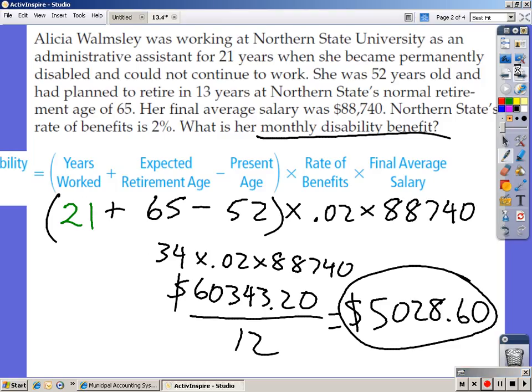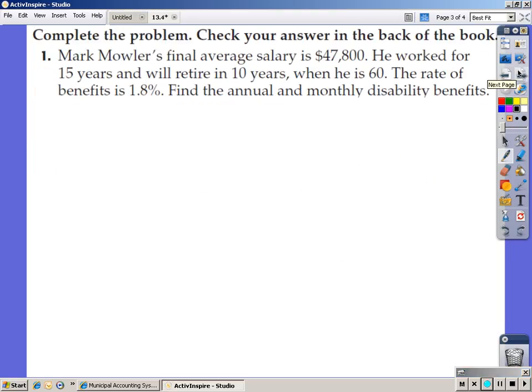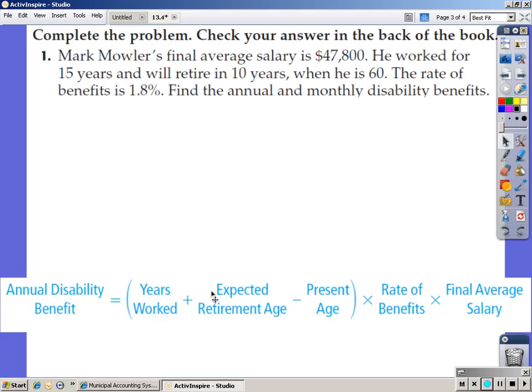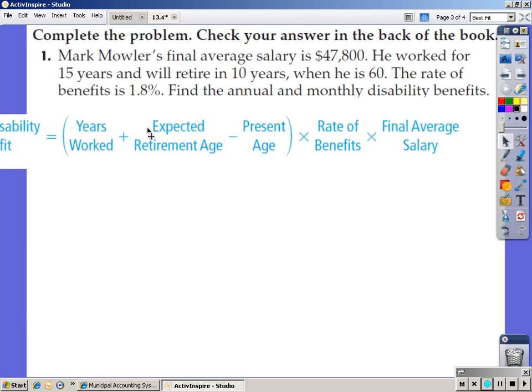Let's go ahead and look at problem number 1 of the homework. Okay? It says Mark Moeller's final average salary is $47,800. He worked for 15 years and will retire in 10 years when he's 60. The rate of benefits is 1.8%. Find the annual and monthly disability benefits. I'm going to go ahead and give you the formula again, and then go ahead and find the problem. Press pause to work it out and play to see it work.